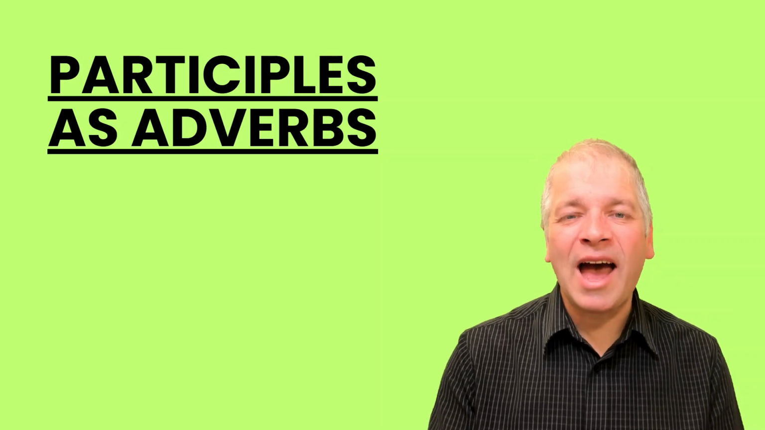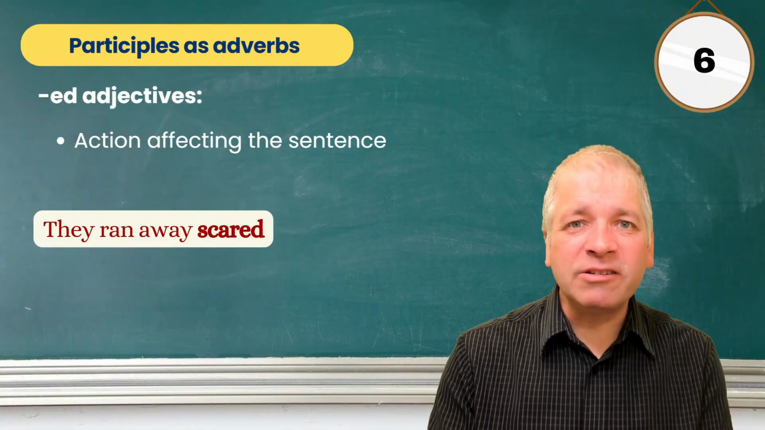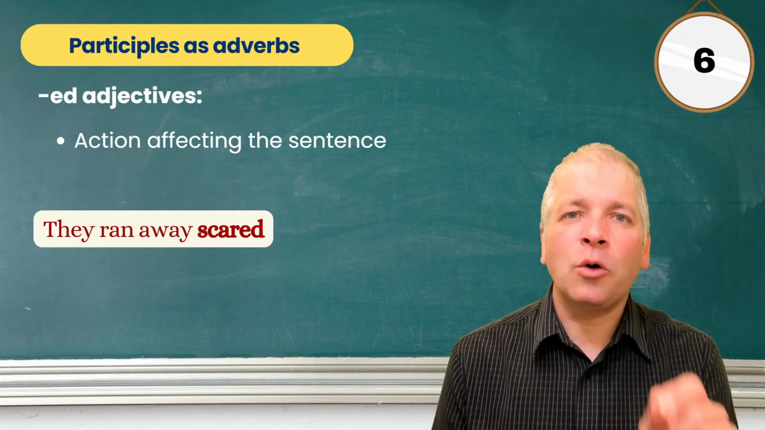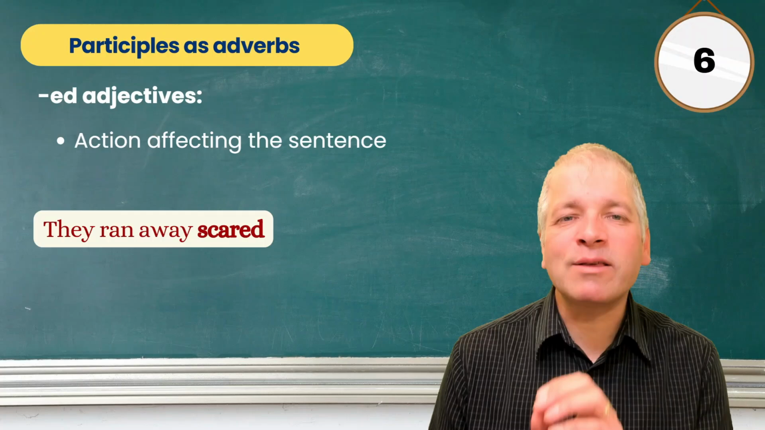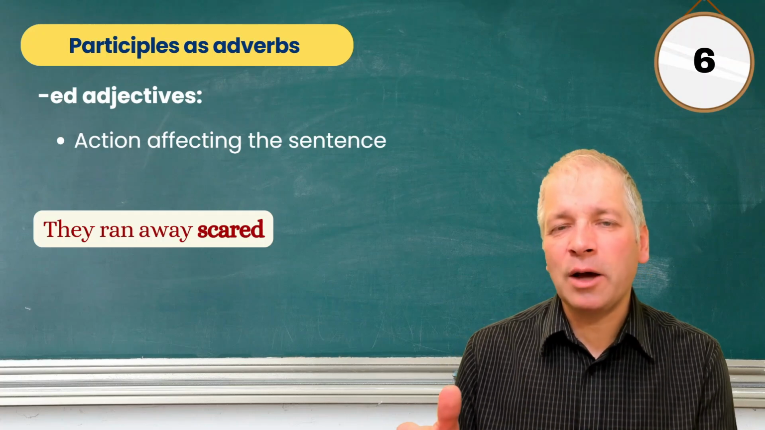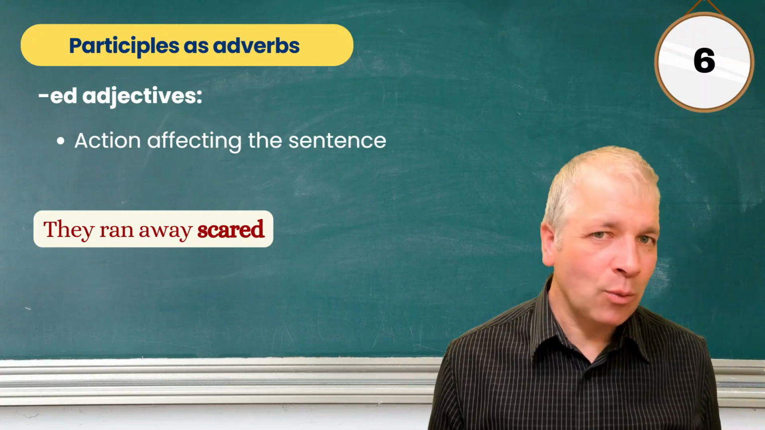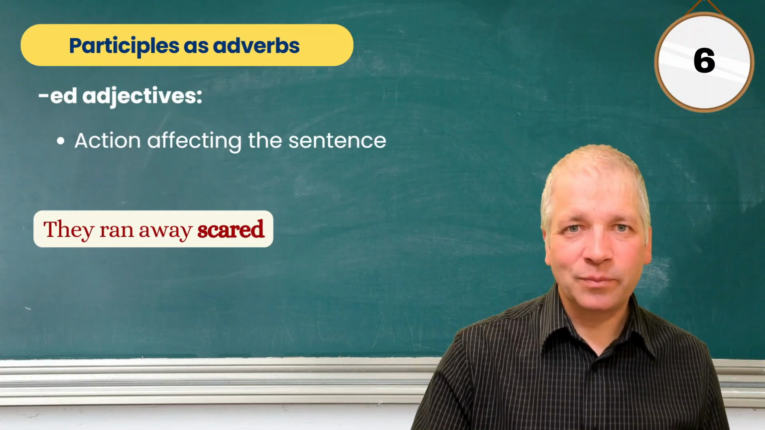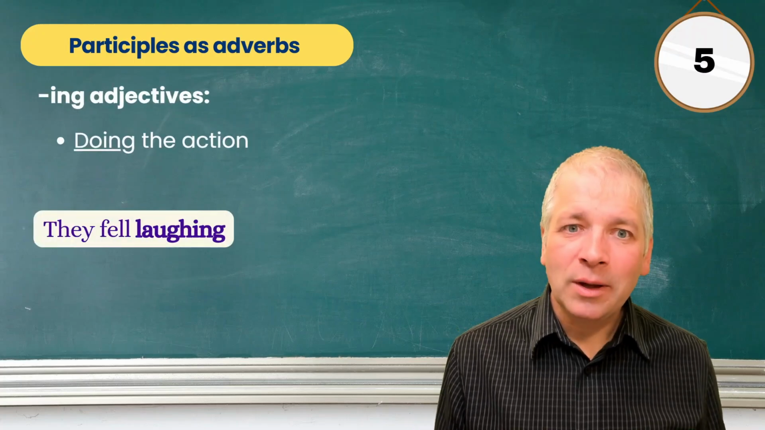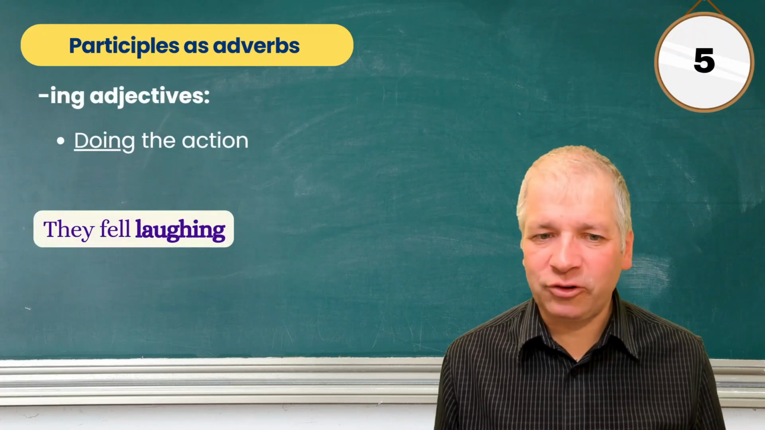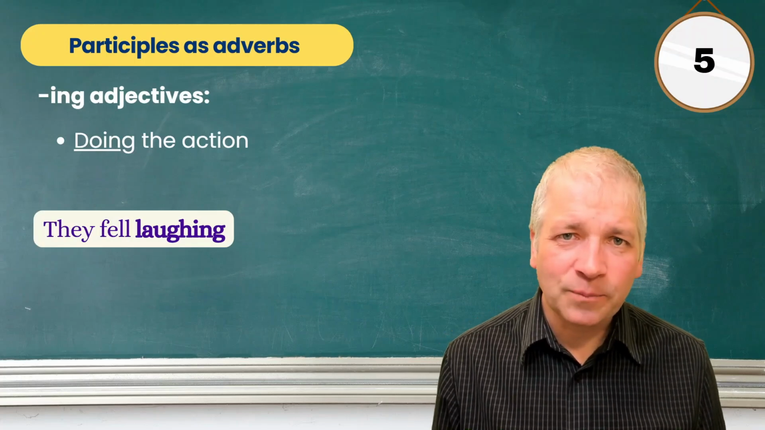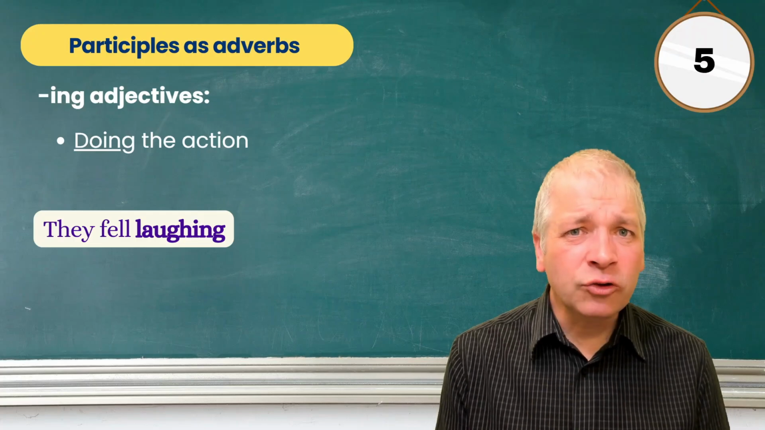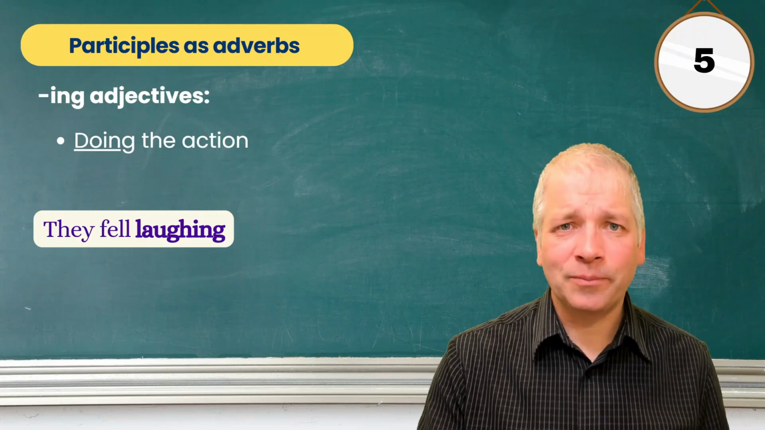Next, participles as adverbs, and first the ed past participle. These can introduce actions affecting a whole sentence, such as they ran away scared. Scared tells us how they ran away, the manner of running away by them, scared. With the ing form, it refers to doing the action. They fell laughing. Well, laughing here describes how they fell. It's quite unusual, but it can come up.